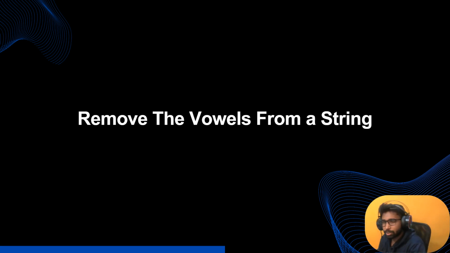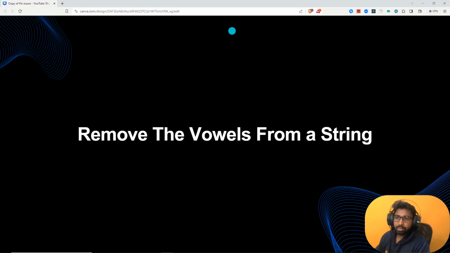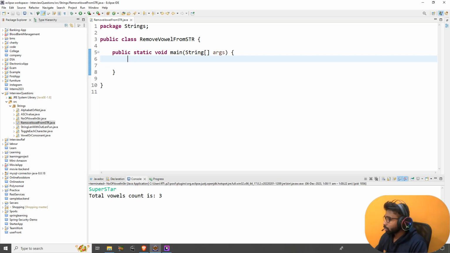All right, so let's understand. If you want to remove vowels from a string, first you need to have a string. And to have a string, you need to enter a string, right? So let's write the code first. Let's take an input of a string, so let's go to our editor.